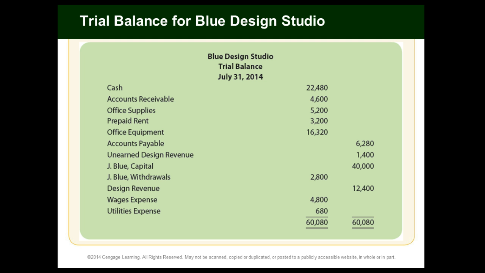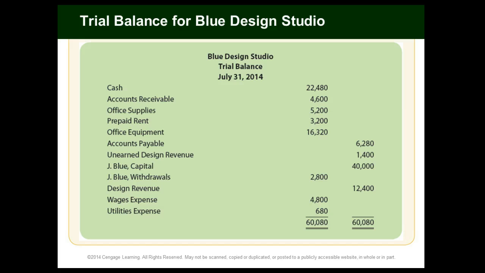So here we have Blue Design Studio. It's giving us a trial balance. Now we know what a trial balance is from last week, don't we? It's just a list of all the accounts and the normal account balance. So if the normal account balance is a debit, we're going to put it on the left side. If the normal account balance is a credit, we're going to put it on the right side. And we know our debits have to equal our credits, don't we?